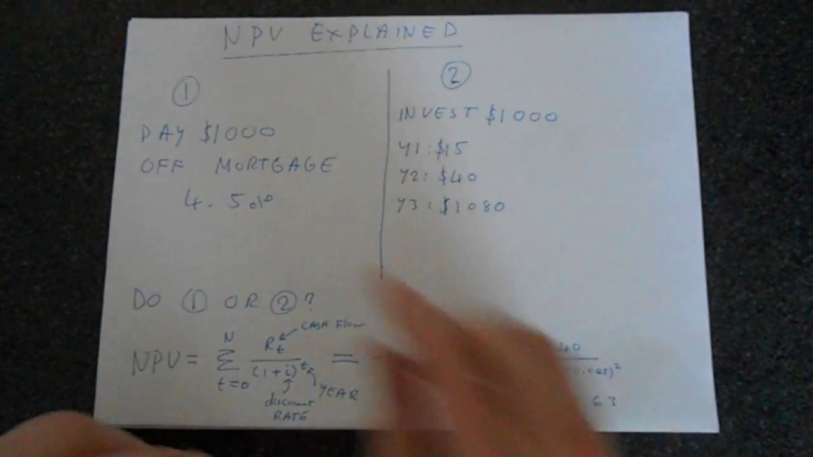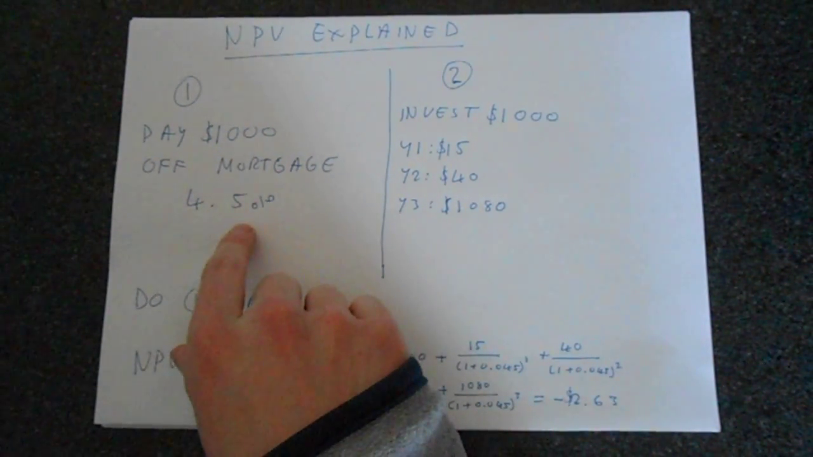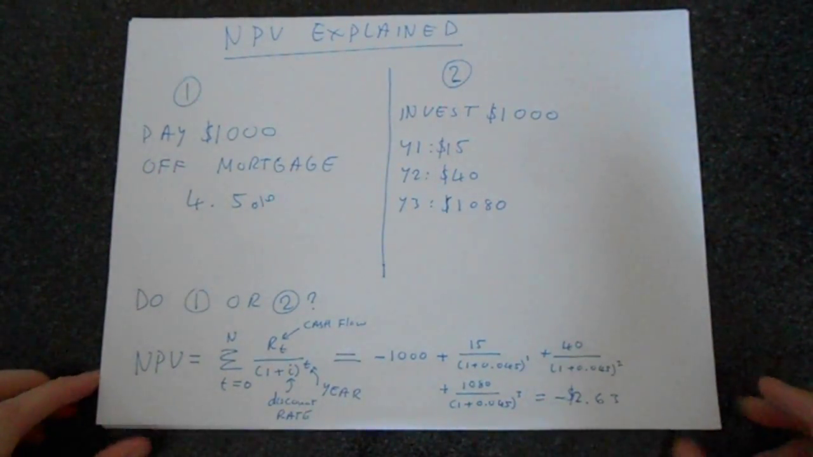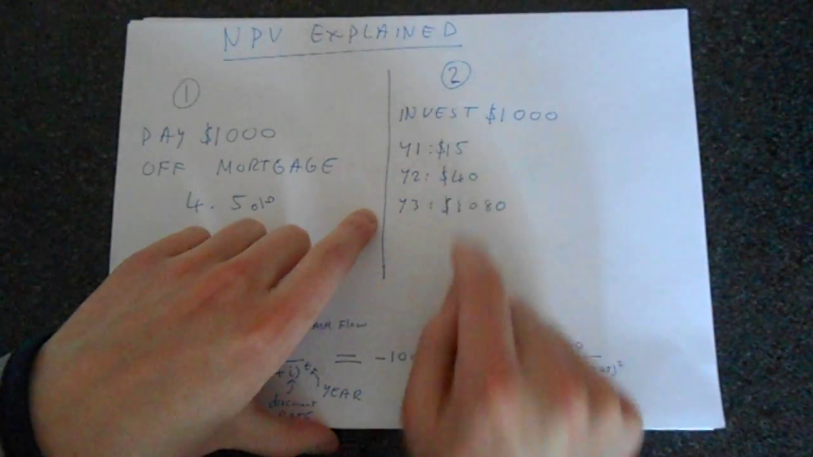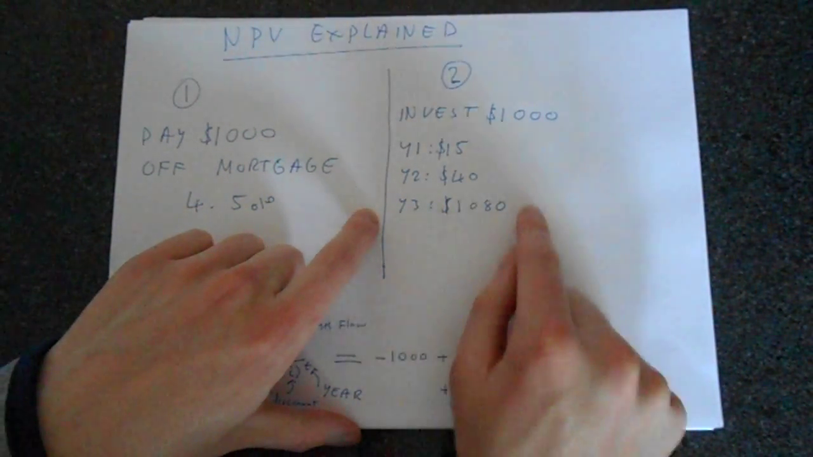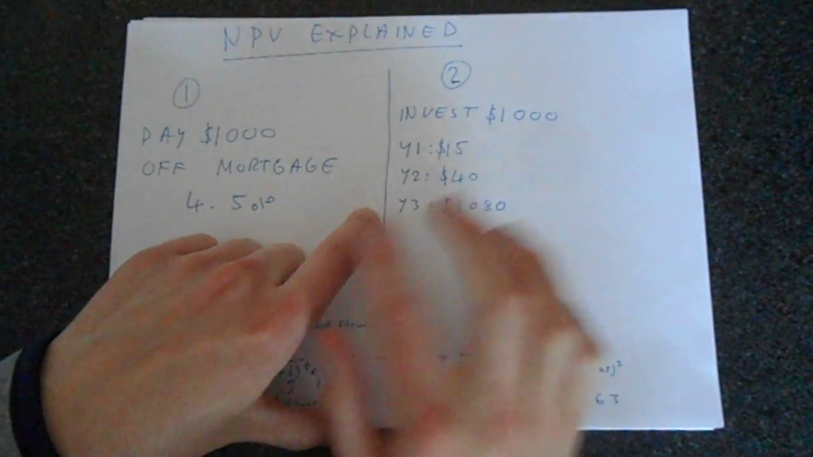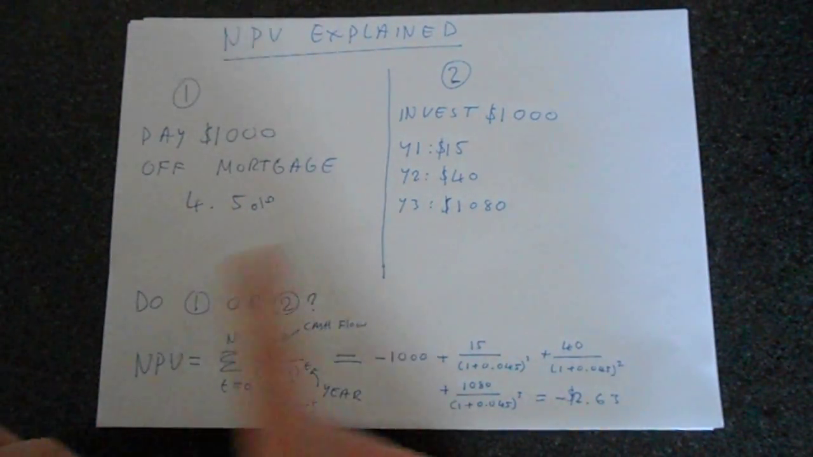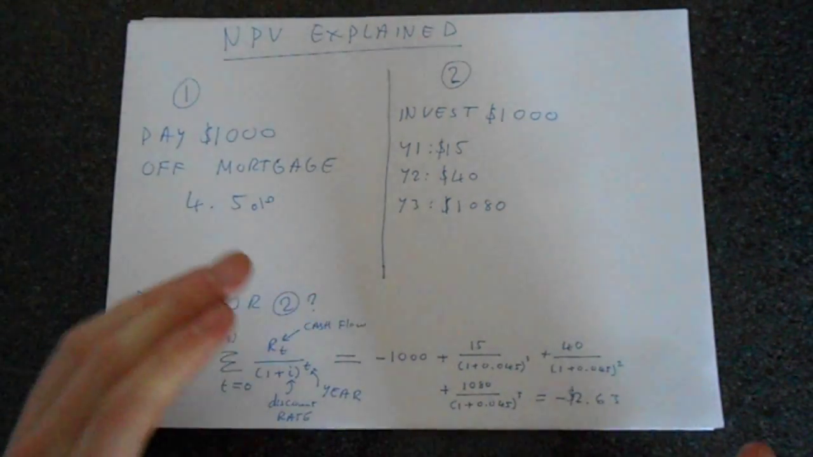So let's imagine that you want to pay $1,000 off the mortgage, and that's 4.5%. And the other choice is you can invest $1,000 and you would get the following cash flows. So you get $15 first year, $40 in second year, and then you get $1,000 back, your original investment, plus $80 as a final interest payment. It's not as obvious to see which one of these is better. This is why we have things like net present value to do these calculations.